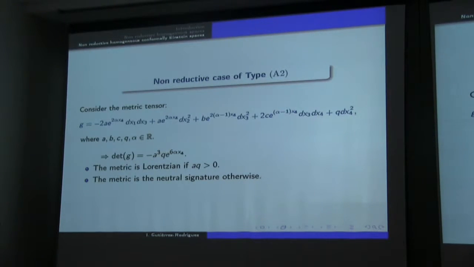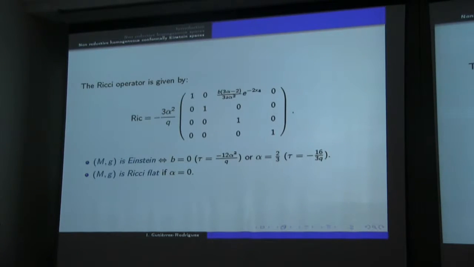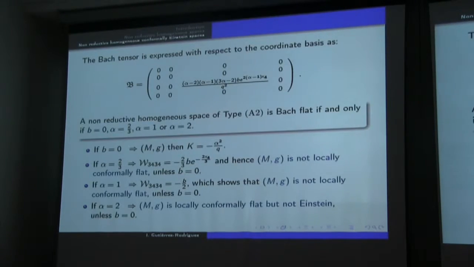Let me give a sketch of the proof of the non-reductive case of type A2. We consider the metric tensor, where alpha and B are parameters of the metric tensor. The Ricci operator is given by this matrix, so the manifold is Einstein if and only if B is equal to zero with this scalar curvature, or alpha is equal to this. The space is Ricci flat if alpha is equal to zero. The Bach tensor is expressed with respect to the coordinate basis as this matrix. So we have four cases. B is equal to zero.